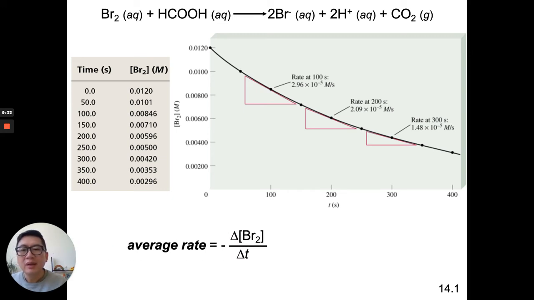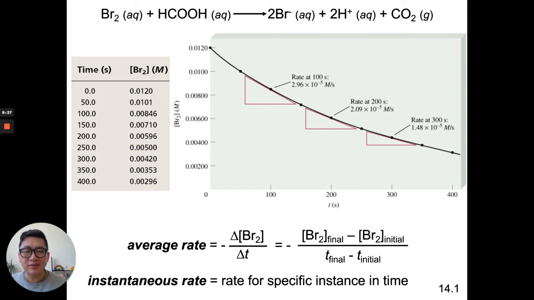In fact, I want to get to average rate versus the term instantaneous rate. So the average rate is a change in bromine over change in time, which is the final concentration minus the initial concentration over change in time. So what's the average bromine concentration rate between time equals 0 to 50 seconds? It'd be whatever the final is, 0.101, minus the initial 0.0120, divided by the time period of 50 seconds.